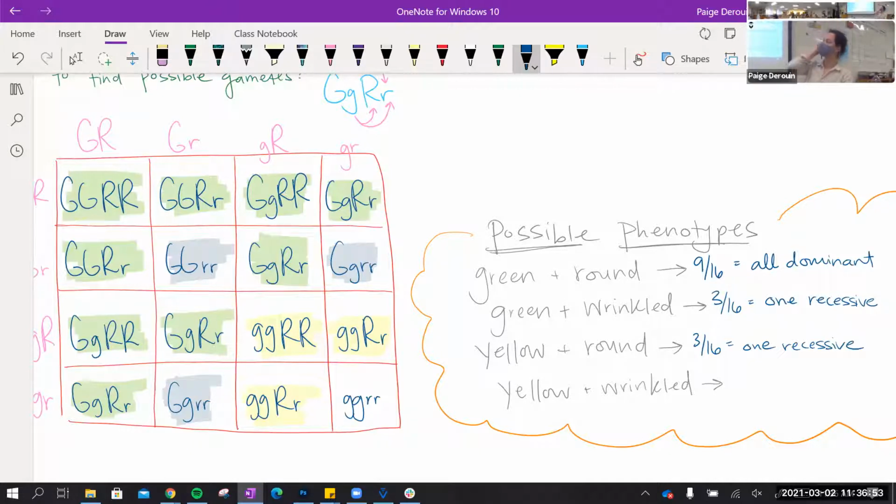And then finally, we only have one tiny little pea plant, 1 out of 16. That will be recessive for everything. 2 small G's and 2 small R's.